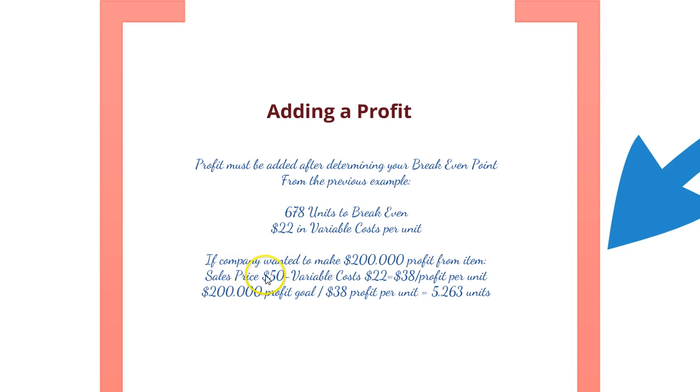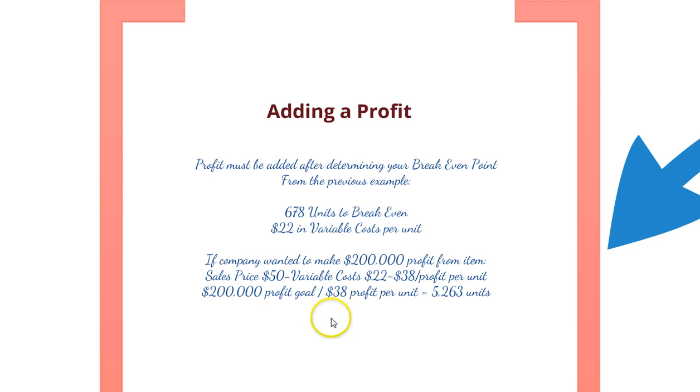The sales price is still $50 minus those variable costs of $22 equals a $38 profit per unit. So every time they sell one of these games now for 50 bucks, $38 of that is pure profit. So we take the $200,000 goal, divide it by the $38 profit that they will get, and that comes out to 5,263 games or units to make this profit.